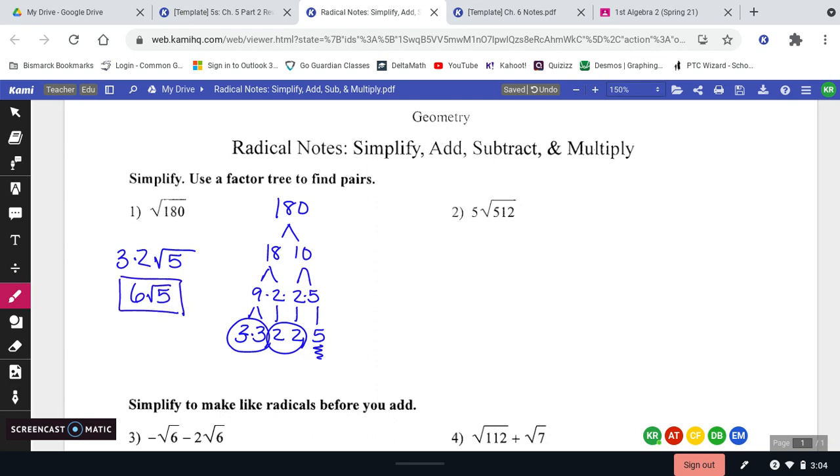Okay, number 2. Now I already have a 5 out front, but then I'm going to take 512 and divide it. It's definitely divisible by 2 because it's even, but I'm going to go with 8. This is divisible by 8. 8 times 64. And then I'm going to break this down. So 8 is a 4 and a 2. 64 is 8 and 8.